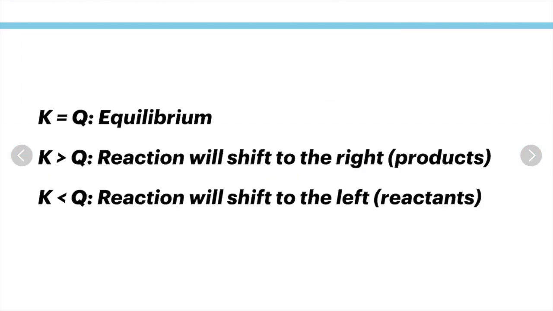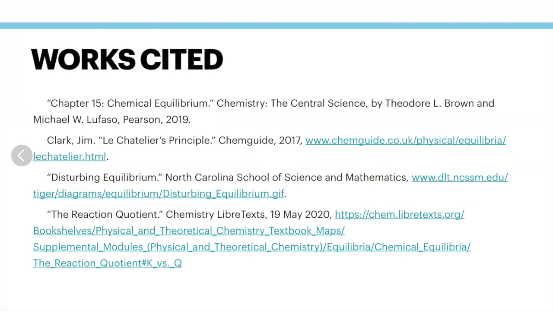Here's a quick summary of Q and K. When they're equal, it's at equilibrium. When K is greater than Q, the reaction will shift to the right towards the products, and when K is less than Q, the reaction will shift towards the left to the reactants.